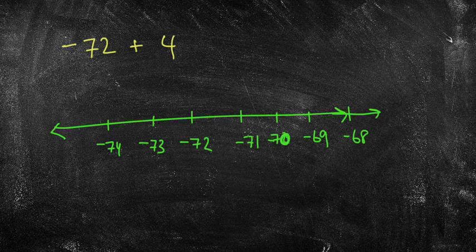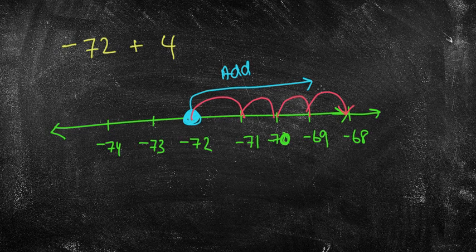Okay, so you can see it's getting smaller to the left, bigger to the right hand side. So let's start at negative 72. Put my dot there. So if I'm adding 4, well, add means positive, which means go to the right. So now I'm going to the right-hand side 4 times: 1, 2, 3, 4. So my answer to this question is negative 68, which is a number that's bigger than negative 72.